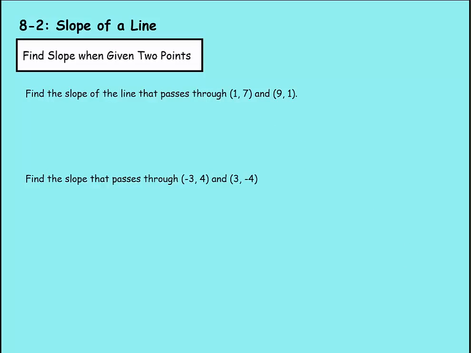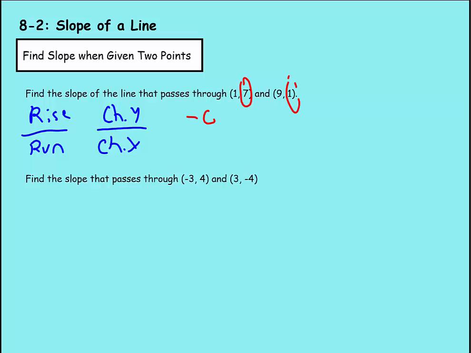Now we're going to find slope when given 2 points. It tells us to find the slope of the line that passes through 1, 7 and 9, 1. Well, I know that rise over run is the change in y over the change in x. If you look at the y's here, we have 7 down to 1. That would be a drop of 6, so negative 6. The x's went from 1 up to 9, so that is a change of positive 8.